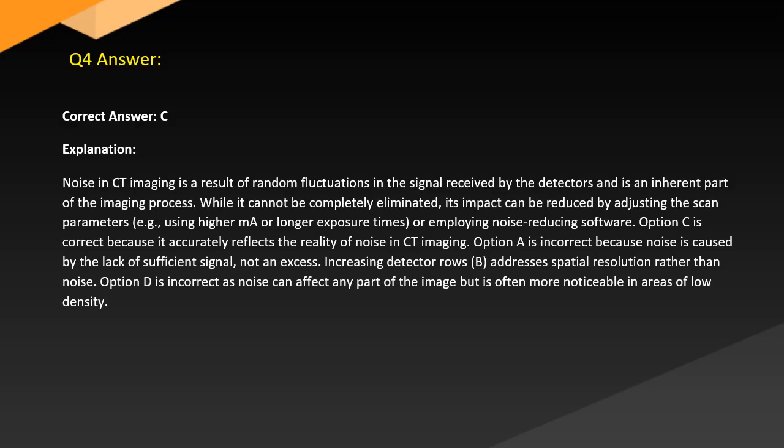Option A is incorrect because noise is caused by the lack of sufficient signal, not an excess. Increasing detector rows, B, addresses spatial resolution rather than noise. Option D is incorrect as noise can affect any part of the image but is often more noticeable in areas of low density.